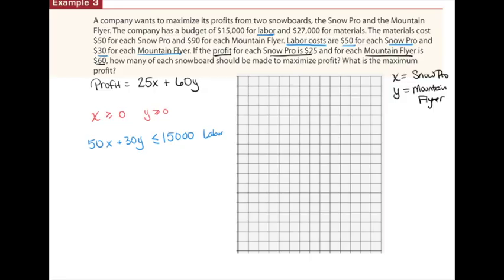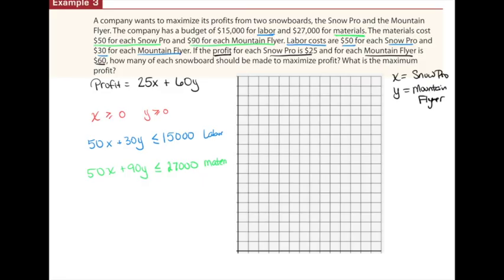All right? I have another constraint. What's my other constraint? Materials is my other constraint. What is my limitation on materials? 27,000. And now I'm going to find everything that has to do with materials. The materials cost is 50 for Snow Pro and 90 for the Mountain Flyer. So 50x plus 90y. Does everybody see what I'm doing here?